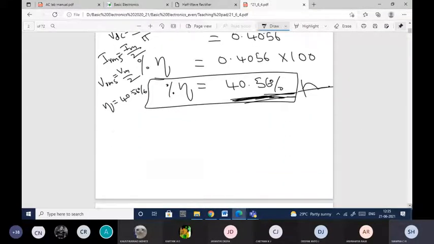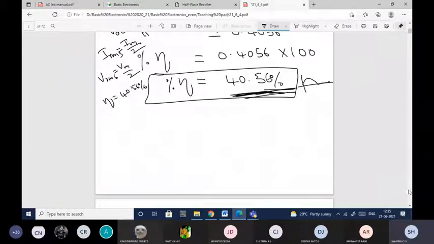Anybody who has doubts until here, please make sure you clarify it right now, because as I've already mentioned, in the full wave rectifier we will also be calculating all this efficiency. There are still some other parameters to be calculated, so we will do all this in the full wave rectifier too. If you understand this half wave rectifier, you can do the full wave rectifier easily. That is the main reason I'm asking if you have any doubts.